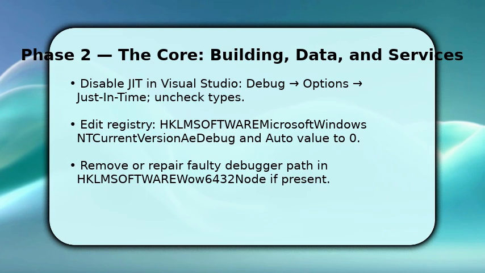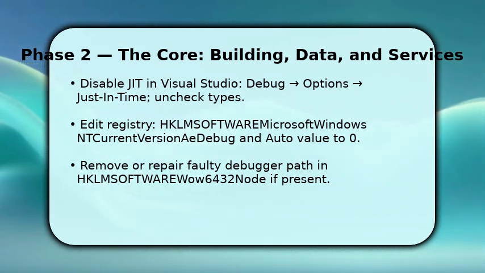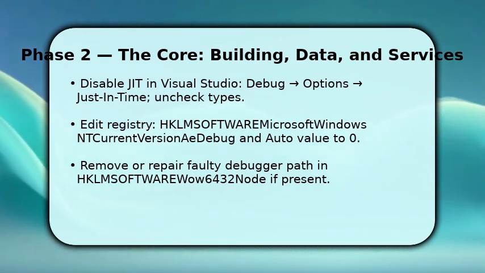Set HKLM\Software\Microsoft\Windows NT\CurrentVersion\AeDebug\Auto value to 0. If your system is 64-bit, make sure to check the WOW6432Node as well.